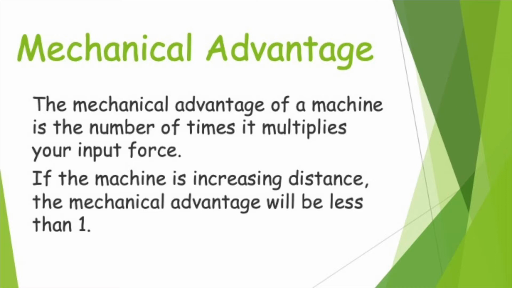So if you're putting 10 newtons of force into a machine, but you're only getting 5 newtons out because it's doing it over a longer distance, then that mechanical advantage would be 0.5, because that would be half. Other machines that increase your force, that mechanical advantage will be greater than 1. So let's look at an example of how that works.